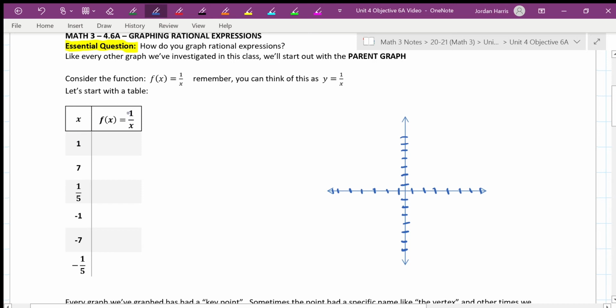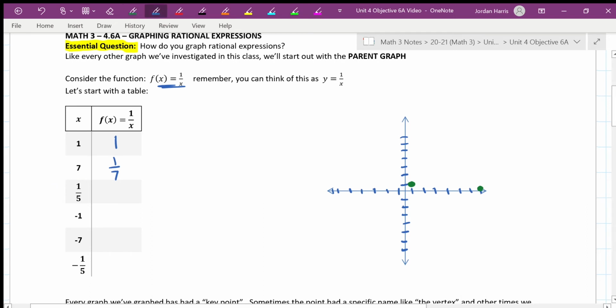So I plug in an x value of 1. Notice my f of x, the equation I'm plugging into, is y equals 1 divided by the x value. So 1 divided by 1 is 1. So (1, 1) is one of my points. I'll use a different color. Next is 7. 1 divided by 7. So an x value of positive 7 gives 1/7. It's really, really close, but not on the x-axis.